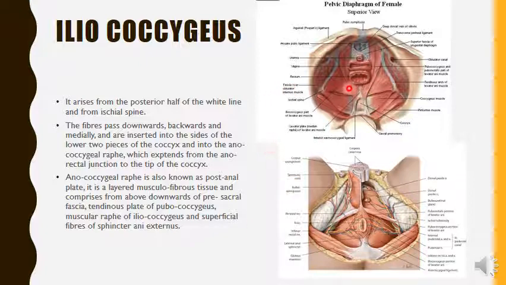The origin of the iliococcygeus is from the posterior half of the white line, and some fibers take origin from the ischial spine. Then they converge medially to attach to the lower two pieces of the coccyx, and also into the anococcygeal raphe. And what are the parts of this anococcygeal raphe? What structures are forming it? It is important. You have to make a note of it. So here in this image, this is the anococcygeal raphe. It has both muscle fibers and connective tissue fibers here.